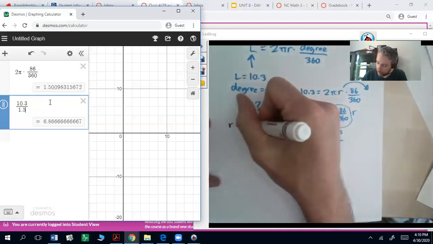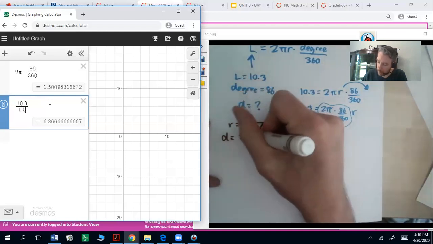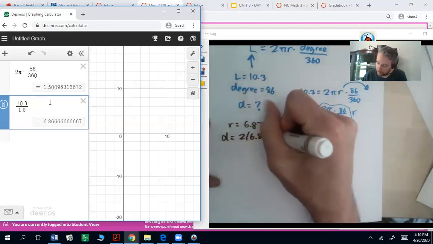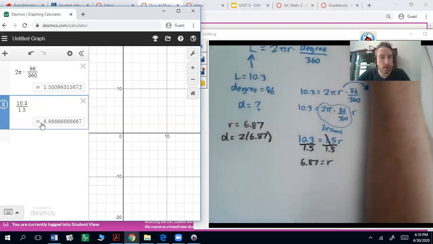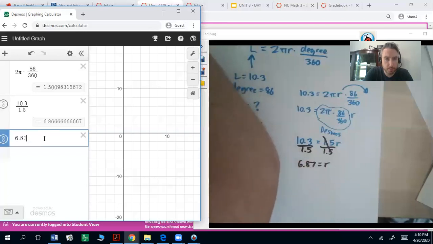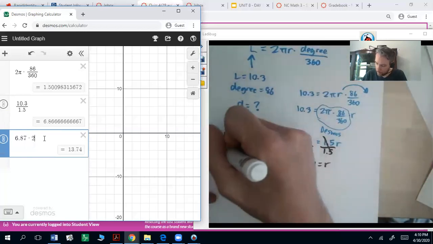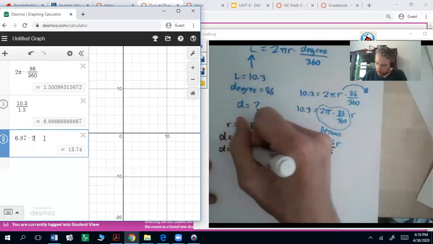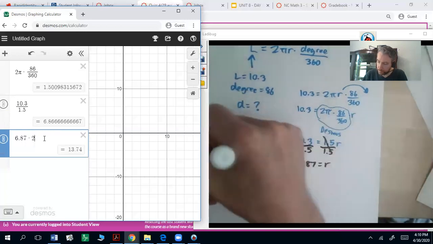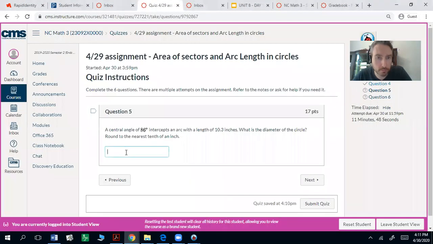All right, 6.87. The diameter is 2 multiplied by 6.87. So if I do 6.87 times 2, it should be about 13 point something. 13.74. So the answer to this question is 13.74.